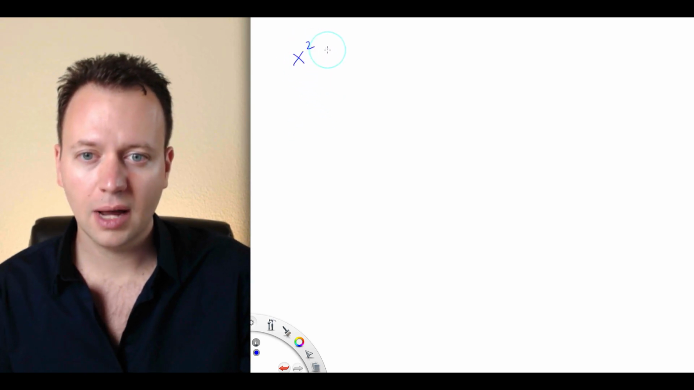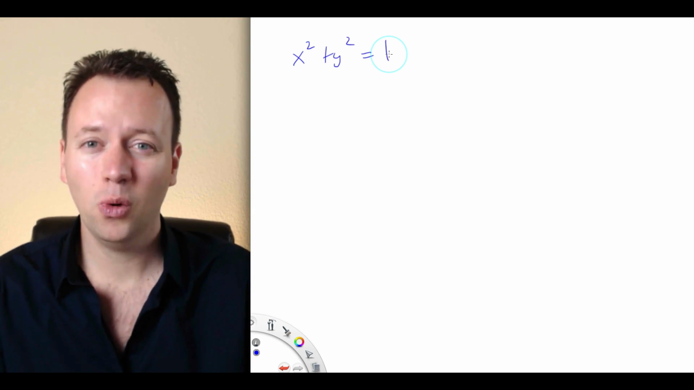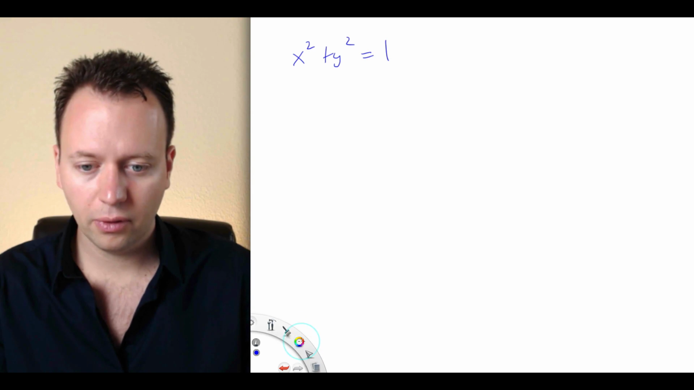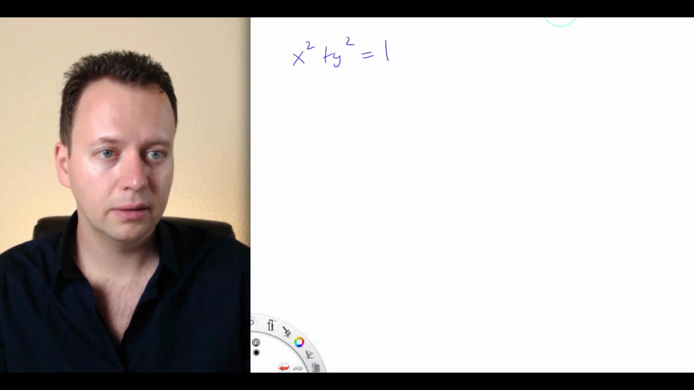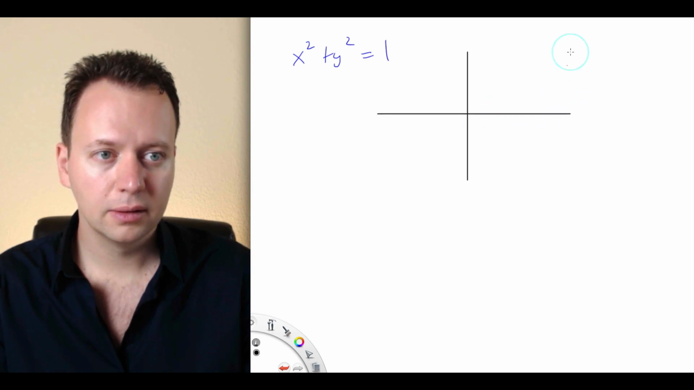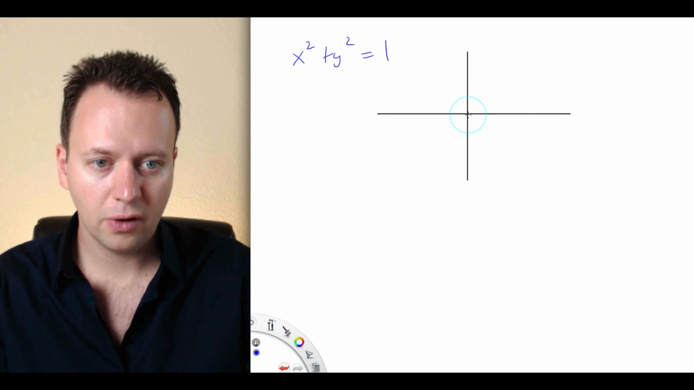So we're going to start with perhaps one of the simplest implicit equations, and that's the equation for a circle. So you may be familiar with this equation. x squared plus y squared is equal to 1. So this is literally all points on the xy plane that are at a distance of 1 from the origin. So this is going to look like the following.